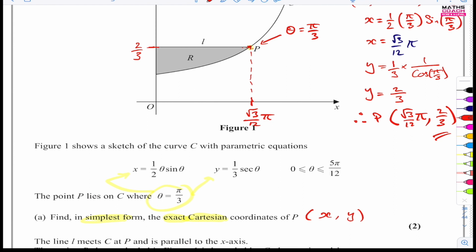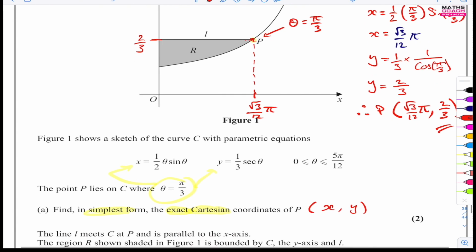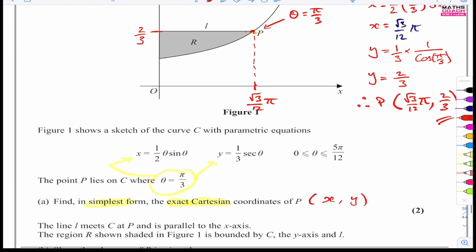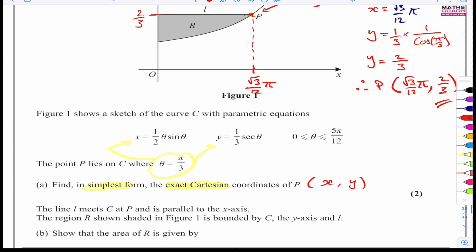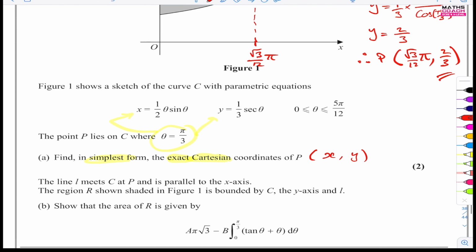So because L is parallel to the x-axis and we know that L intersects the y-axis at 2/3, we have the equation of line L is going to be y equals 2/3. But anyway, let's move on. The region R shown shaded is bounded by the curve, the y-axis, and the line. Show that the area of the region R is given by this expression here.